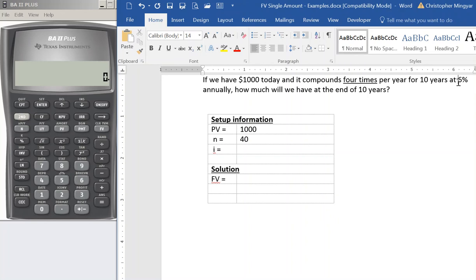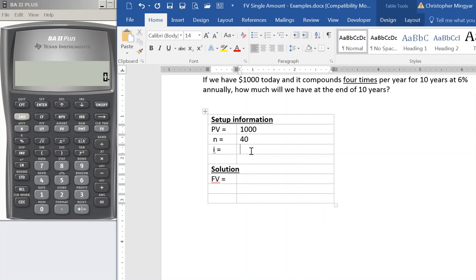It's 6% annually. Well, if 6% is annual and we're compounding 4 times per year, then we have to take that annual rate and chop it into fourths, and we end up with 1.5. Okay, and we'll compute for this. Now I'll show you when you're doing this on the calculator, you can actually do this calculation over there, and it makes it a little bit easier. You don't have to do it twice. So let me demonstrate.